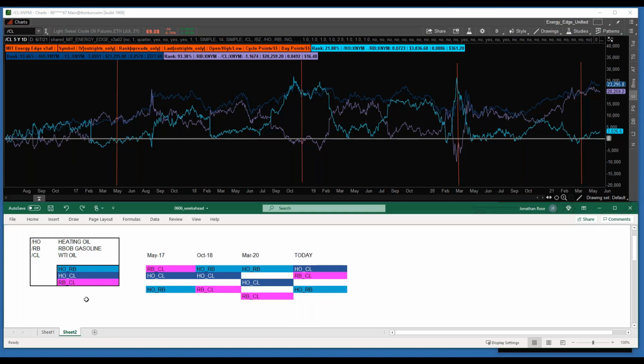But what I want you to understand, so this is Energy Edge, a tool that we use to monitor or just look at the relative difference. May 2017 is this first line. October 2018 is going to be this second line. March 20th, 2020 is going to be this line. Today is going to be this line. Okay? So May 2017 right here, purple and blue are high and light blue is low. So that's why I did it purple, blue, light blue.